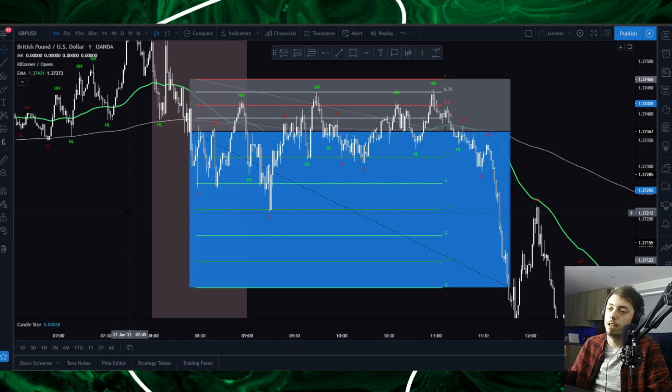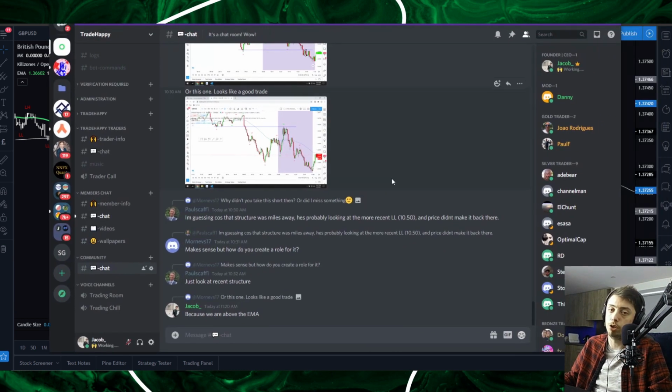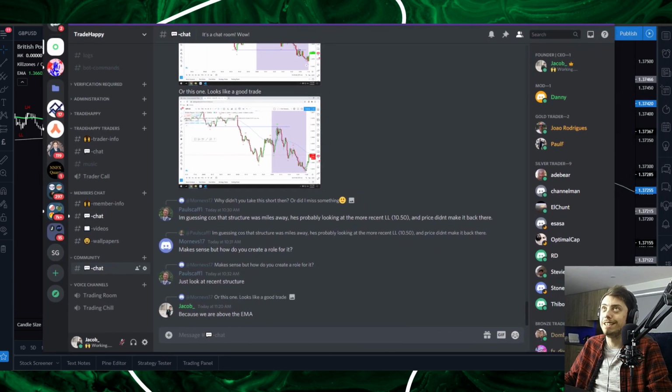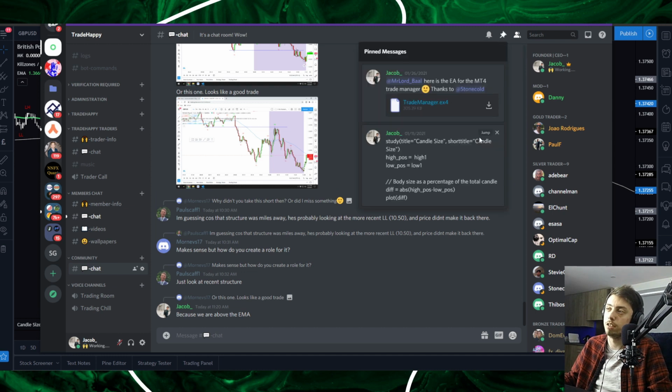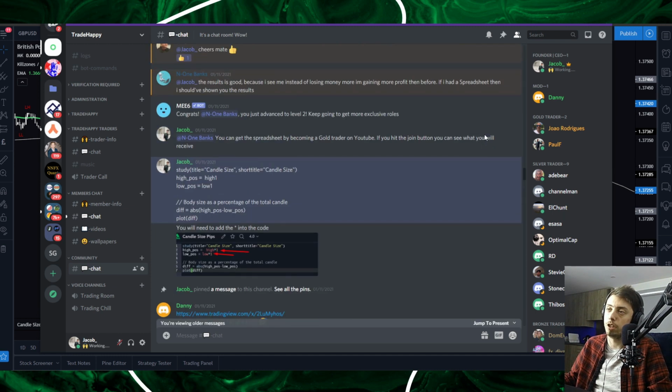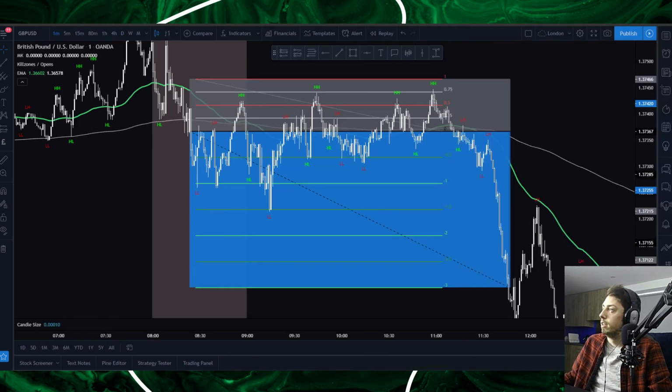And then we also have a candle size indicator. So if you're not into the Discord group, come and join, because this is how you get it. I don't have it on TradingView unfortunately, but yeah, you can come into Discord, click on pinned messages, then jump to the code and just copy the code from there. So that's how you get all the indicators on your chart. It should look very, very similar to mine now.